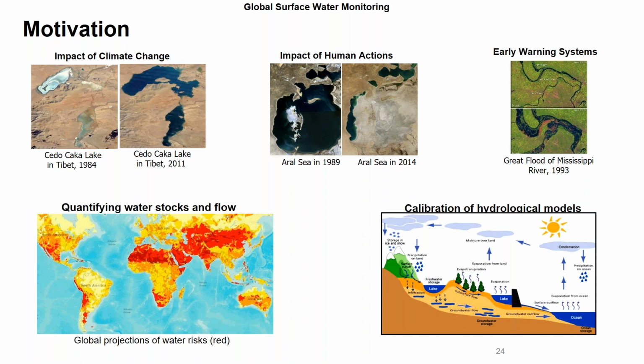And one of the goals that we are trying to pursue is how you use this technology to help quantify the stocks and flow of water on a global scale. And the other application we see is being able to come up with calibration data for hydrological models in basins that are largely ungauged, which apparently is the case for many places around the world, including the U.S.